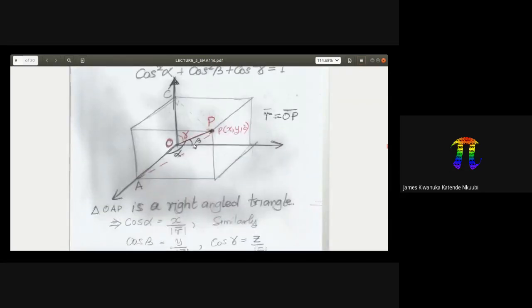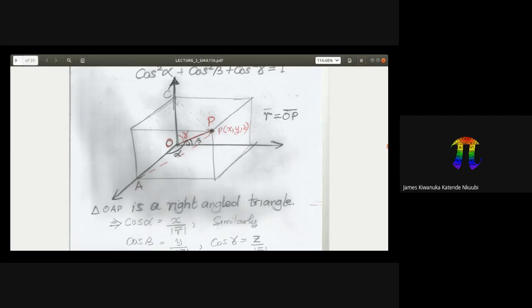So let's check the diagram. Our vector, this red arrow here, is the vector r, and the terminal point is x, y, z, so that the position vector here is xi plus yj plus zk. You write it in that form. Now this vector is in the air, but you can measure the angle it makes with the positive x-axis, and that is what we call alpha.